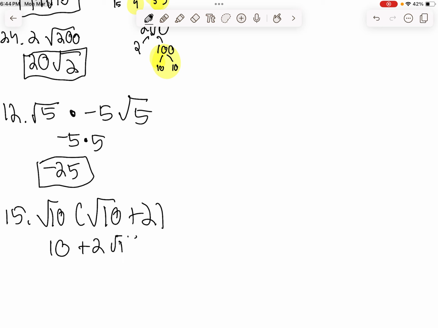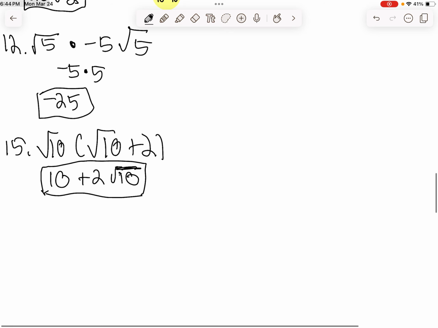There's no simplification you can do here, so it's just 10 plus 2 times the square root of 10.